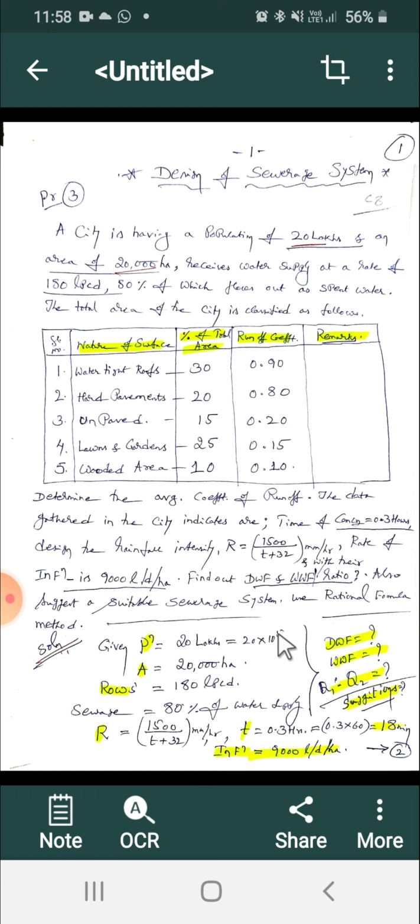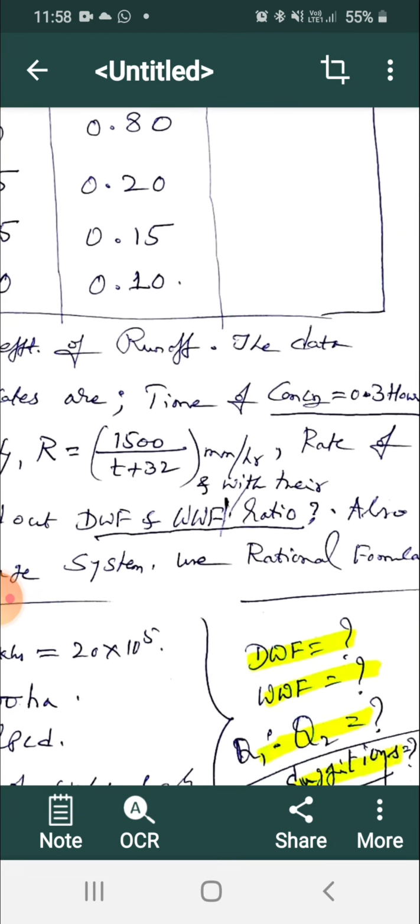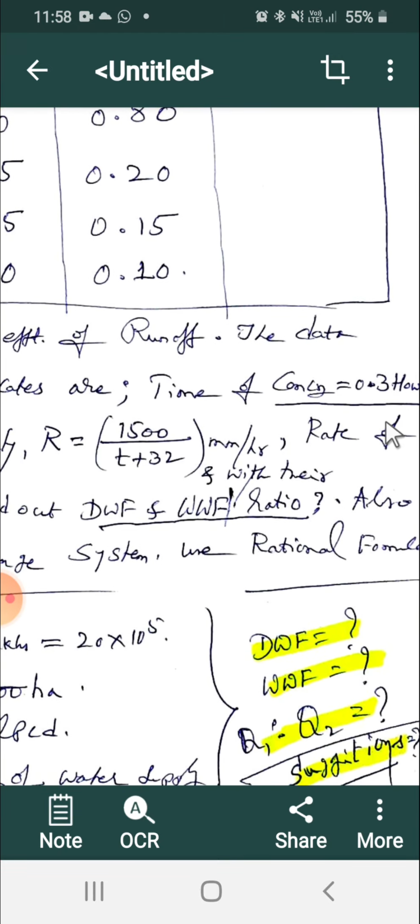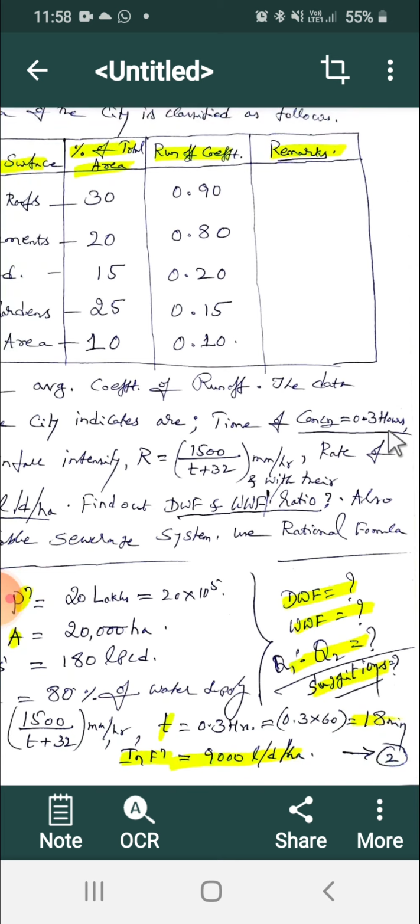And where T is equal to, observe, T always is time of concentration. See, they are given time of concentration. It is in minutes only. Time of concentration is in minutes. But you observe here, they are given in terms of hours. Time of concentration is 0.3 hours. 0.3 into 60 minutes, how much is it? It is 18 minutes. Okay. Concentration is 0.3.